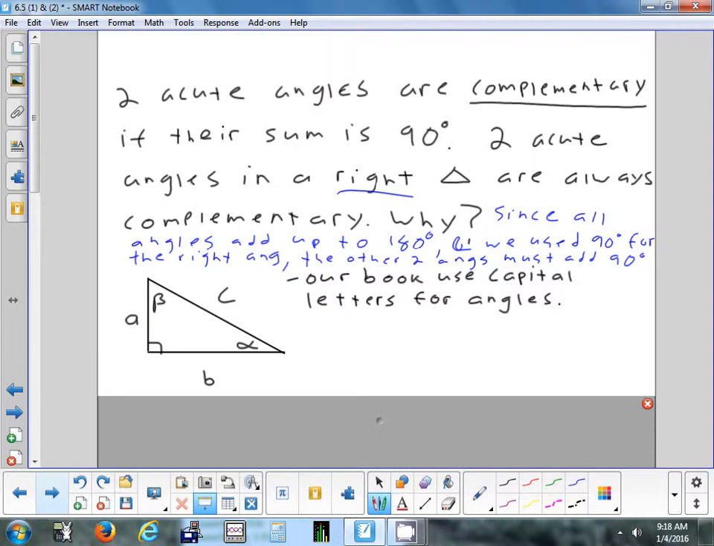Right, so as we start to work more with right triangles, we need names for the angles. We already have names for the sides, A, B, and C, but these are the letters I'm going to use for angles. It's going to be a little different than the way your book does it. Does anybody remember what this one in the lower right's called? It looks like a fish.